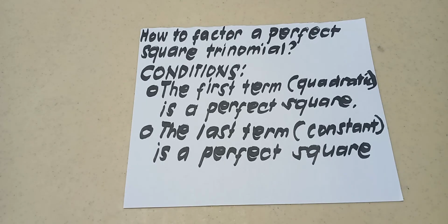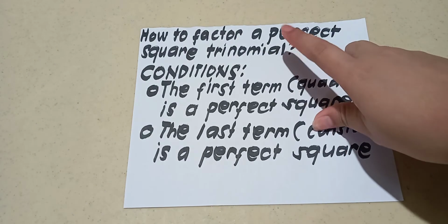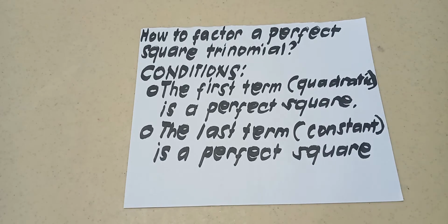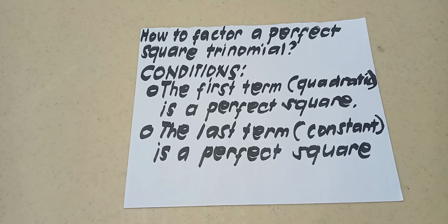Okay, our next video, I'm going to show you how to factor a perfect square trinomial. If you remember, the definition of the perfect square trinomial is the product of the factor of a square of a binomial. So if we are going to factor a perfect square trinomial, the result will always be a square of a binomial. Always remember that one. Take note.